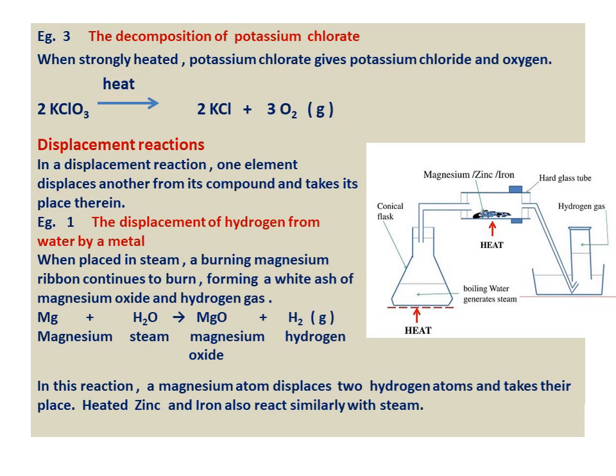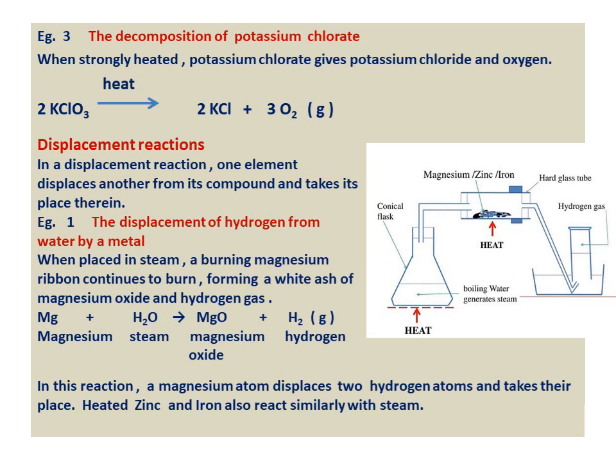Displacement reactions. In a displacement reaction, one element displaces another from its compound and takes its place therein. Example 1, the displacement of hydrogen from water by a metal. When placed in steam, a burning magnesium ribbon continues to burn, forming a white ash of magnesium oxide and hydrogen gas. Mg plus H2O gives MgO plus H2 gas.